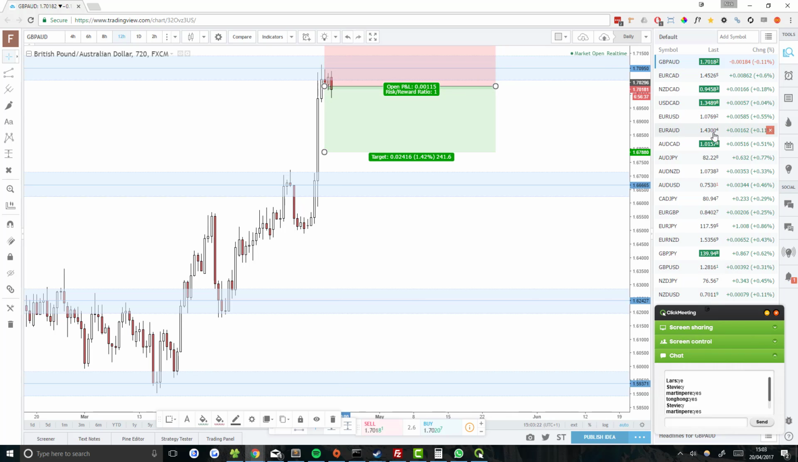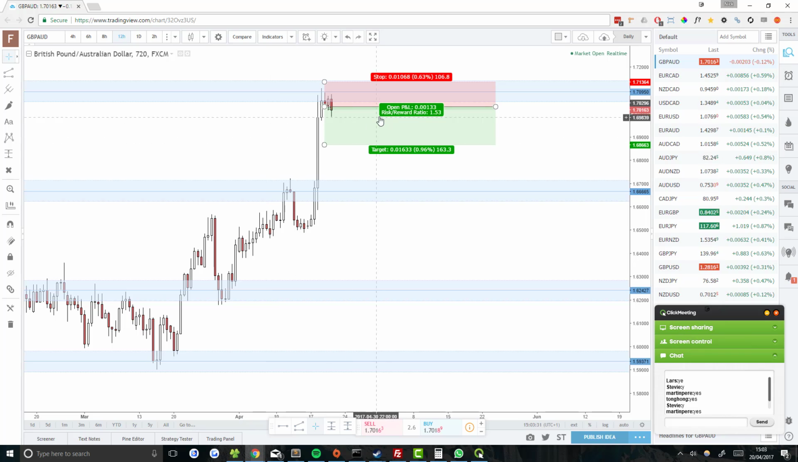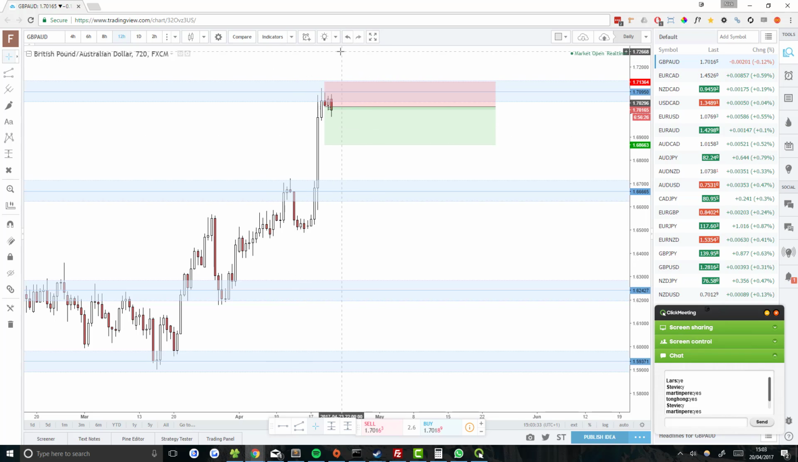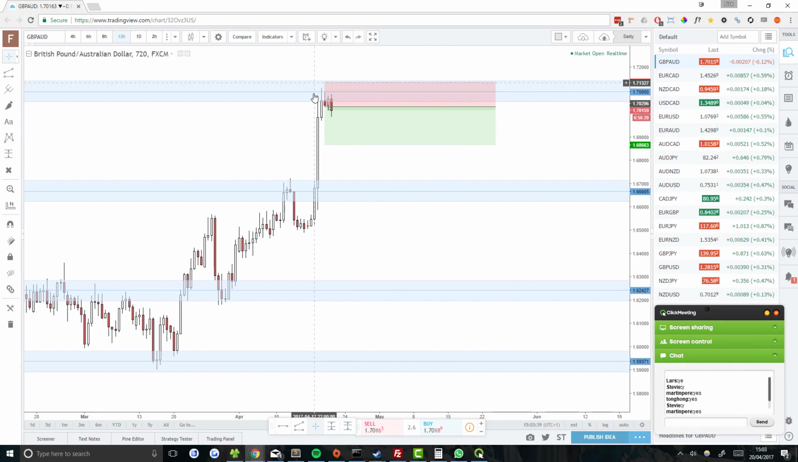Because it's GBPAUD, and I don't really want to trade GBP with my full risk, but this trade has a pretty tight target, pretty tight stop loss overall. I mean, it's going to be pretty easy for it to hit target. Only has to reach to here. It's a 1.5 target.